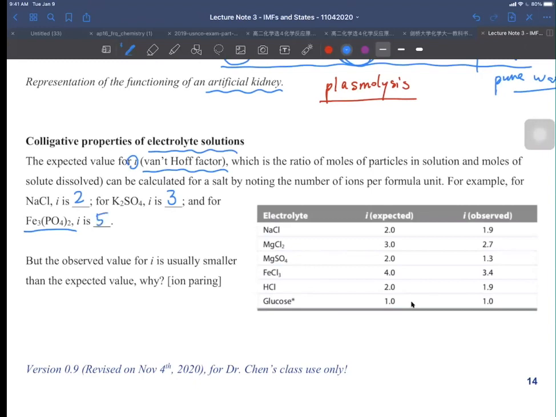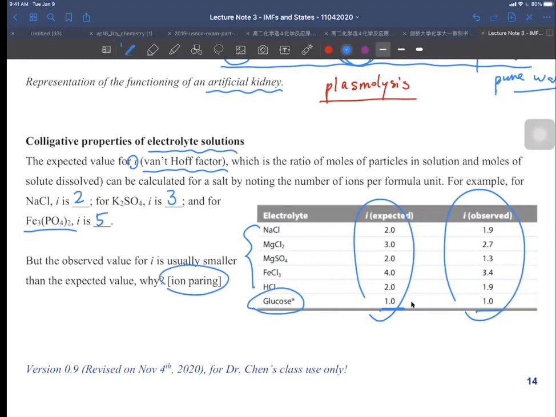No problem. But if you check this table, the observed value is always slightly smaller than the expected or the theoretical value for electrolytes. For non-electrolytes like glucose, it's just 1, so it's the same, right? But for all of the electrolytes, they are slightly smaller. So how to interpret this is called ion pairing.